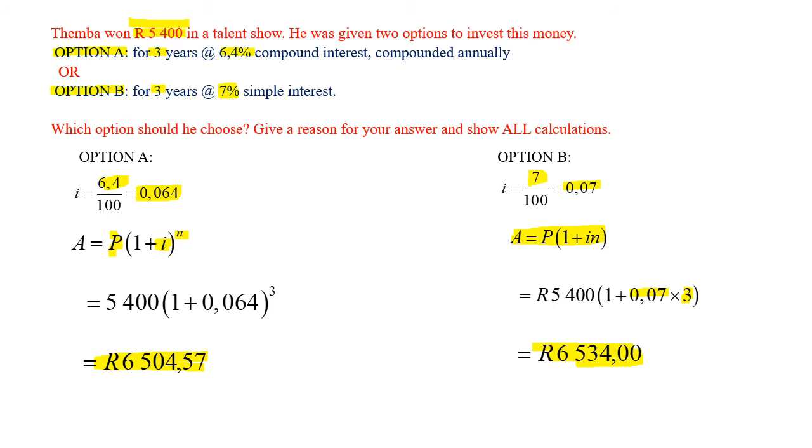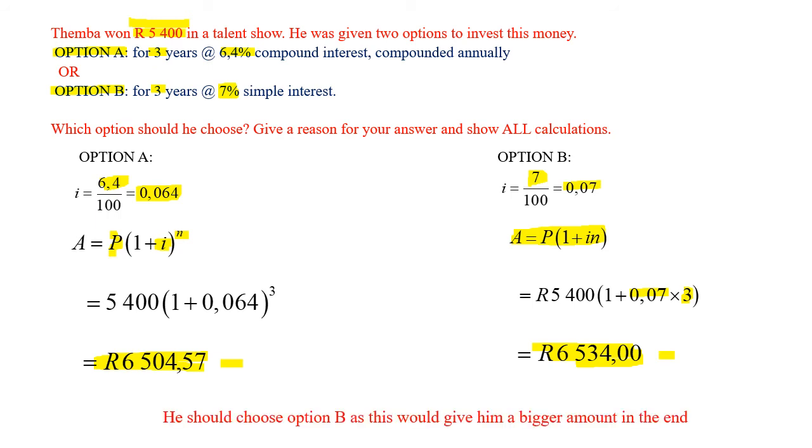And now the question comes up. Which option do you think would be better? Now, obviously, you would have to look at the values. If he goes with option A, he earns 6,504 Rand. But if he goes with option B, he earns 6,534 Rand, which is a small amount greater than option A, which means that Themba should choose option B, because this would give him a bigger amount in the end.